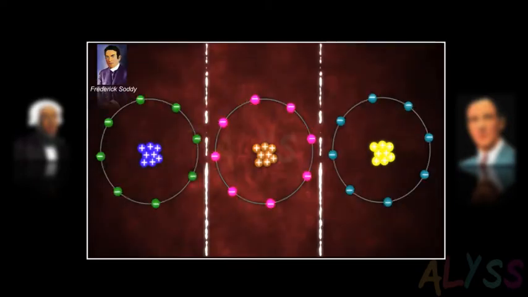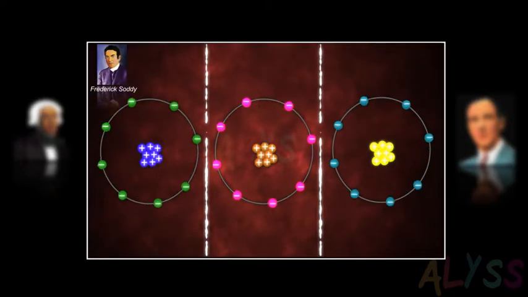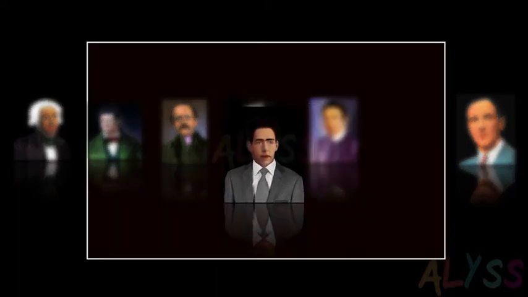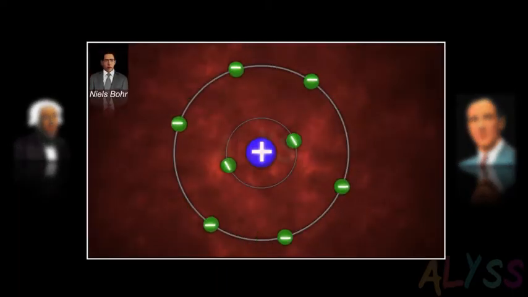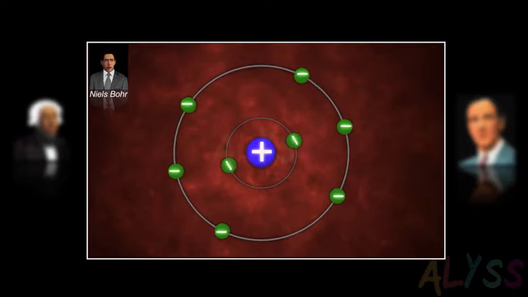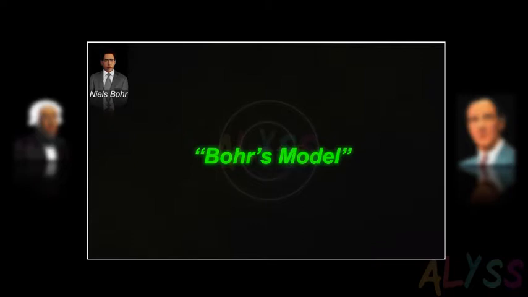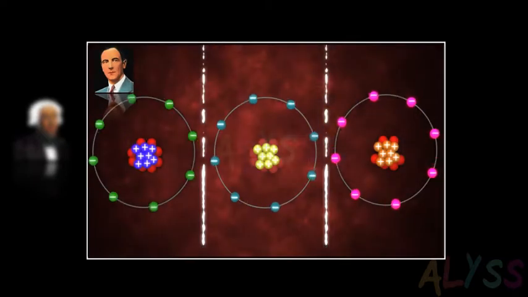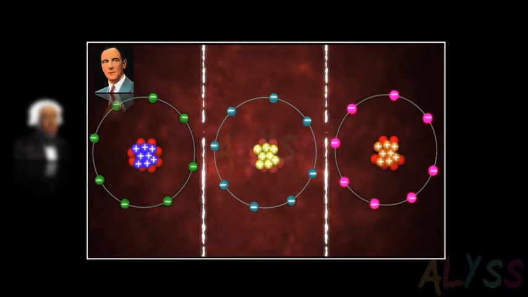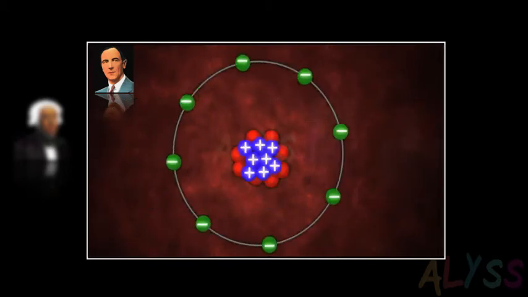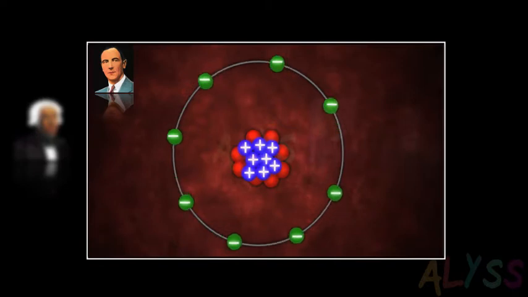Frederick Soddy, different forms of similar atoms exist and are called isotopes. He could not explain the exact reason for this. Niels Bohr, electrons rotate in fixed orbits around the positively charged nucleus of an atom. Bohr's model for atomic structure. James Chadwick, discovery of neutrons. He said that neutrons are uncharged particles with a mass equal to the protons and together with protons constitute the nucleus of an atom.